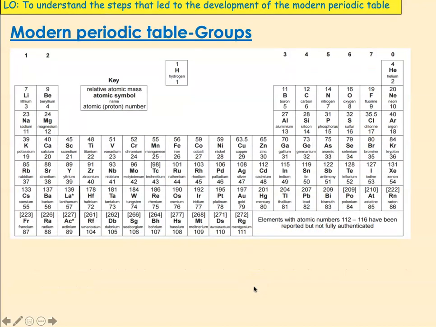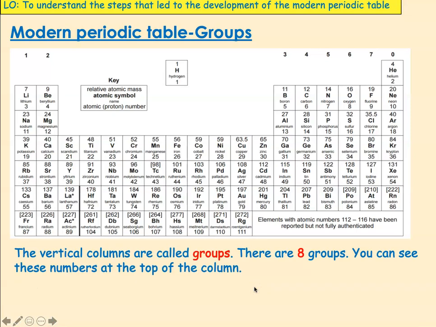Now, the elements are ordered so that they fall into what we call groups. The groups are columns as they go down the periodic table. There are 8 groups, and the numbers of the groups are at the top: 1, 2, 3, 4, 5, 6, 7, and then group 0. So there are 8 groups in the periodic table.